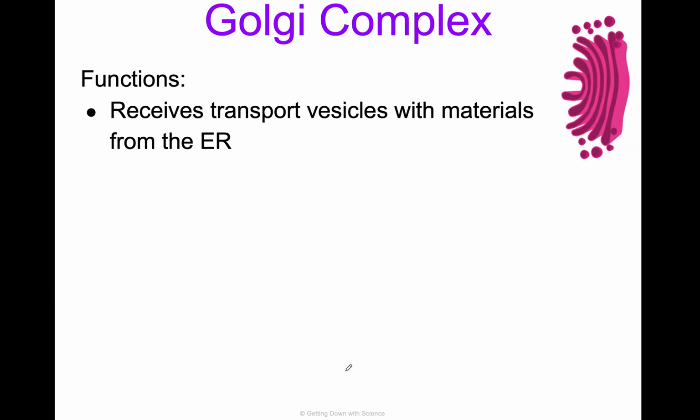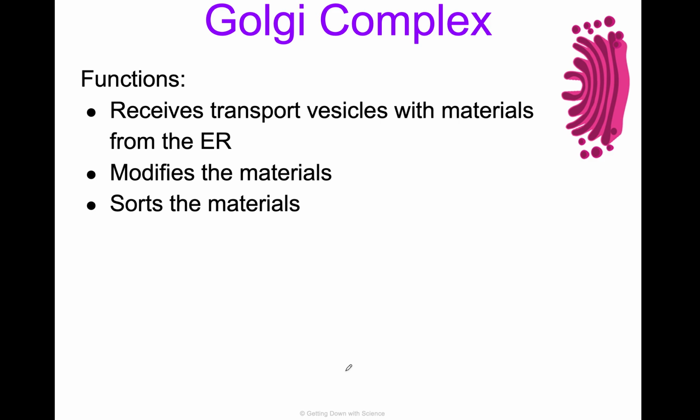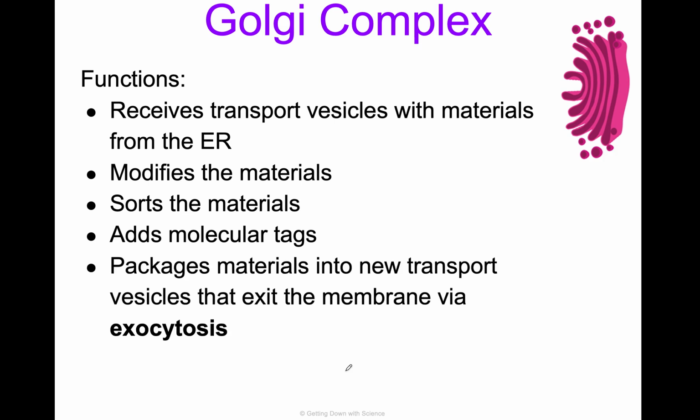Its functions, as I was just saying, it receives transport vesicles with materials from the ER. It modifies the materials if they have to be modified, and it sorts them into vesicles to send them out. It also adds tags to things, right? Again, it's like the mailroom. So a piece of material comes in that's meant to go out of the cell as a communication signal, so it can add that tag and get it sorted to the right place.